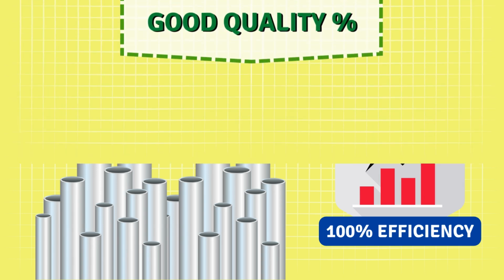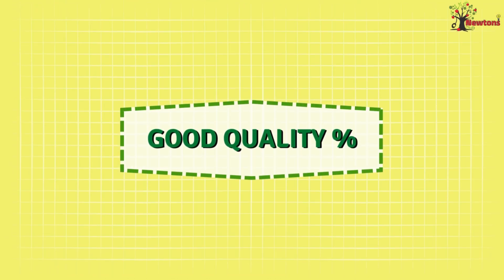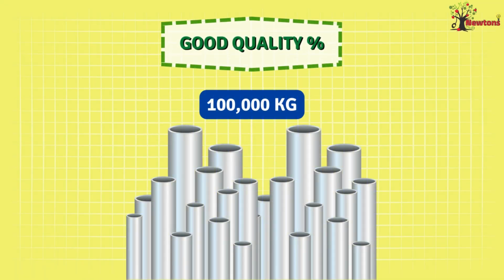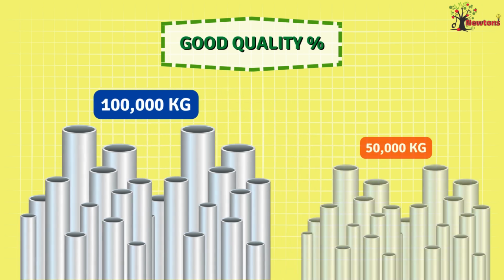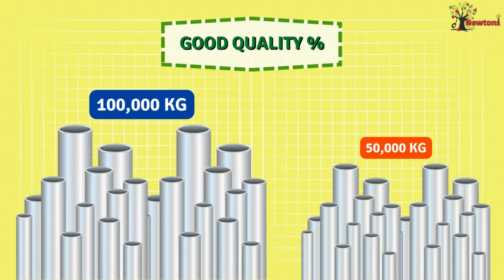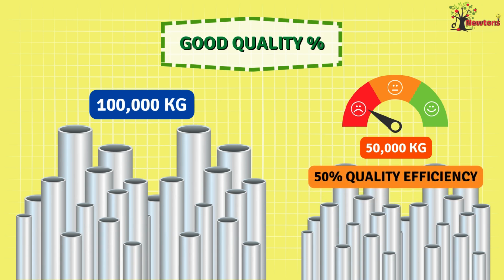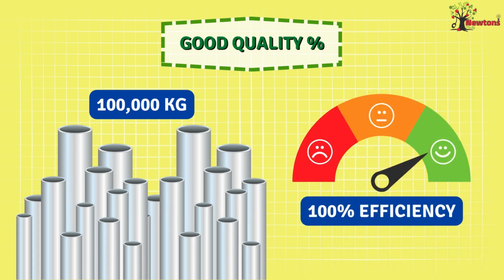And then we have good quality percentage. Achieving 100% capacity utilization sounds great. But what if 50,000 kilograms of the total steel production is of poor quality? This means the quality efficiency is 50%, which is detrimental to profitability. Maintaining high quality production is essential for a company's success.